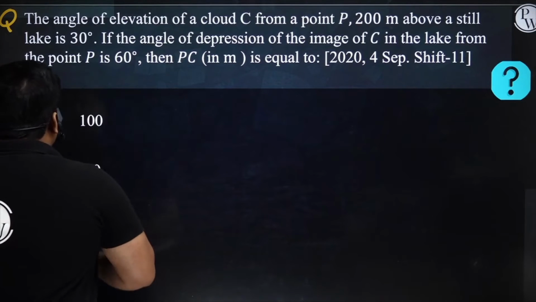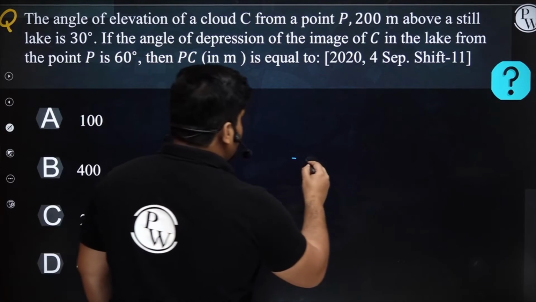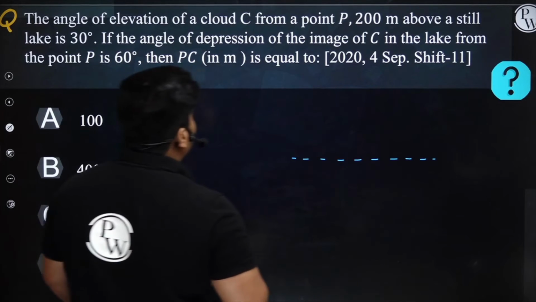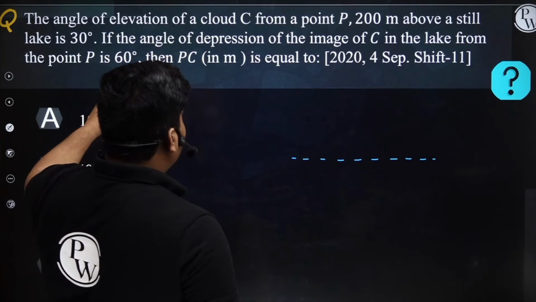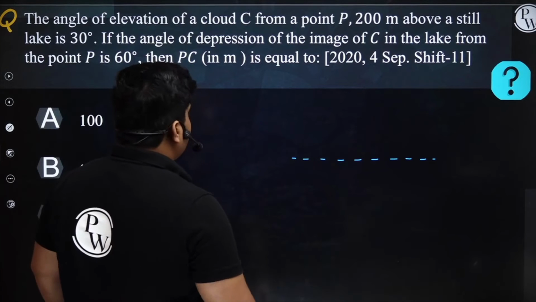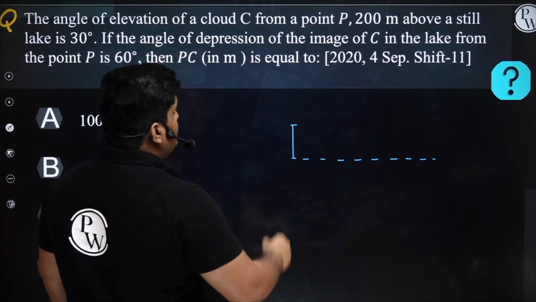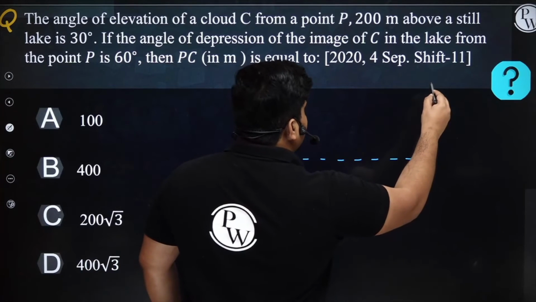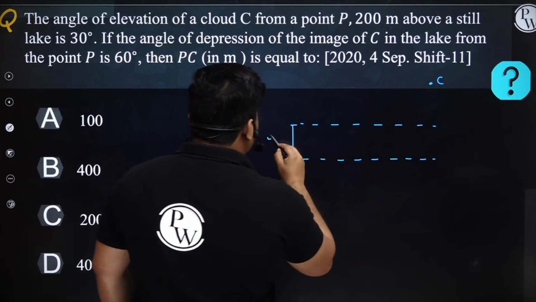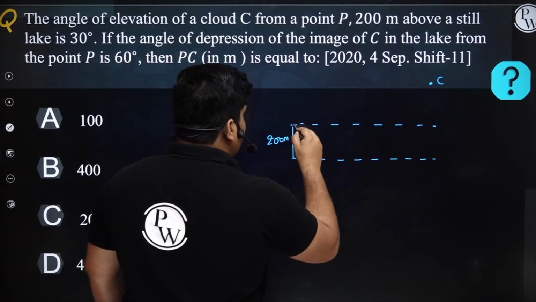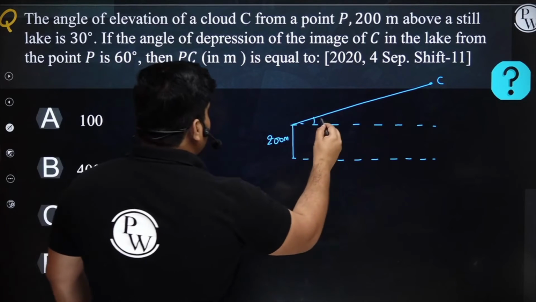Okay. So the angle of elevation of a cloud C from a point P. Suppose this is base level. The angle of elevation of a cloud C from a point P 200 meter above a still lake is 30 degree. So this is point P, which is 200 meter above, and this is cloud C, right? And this is 200 meter above. And this angle of elevation is given, how much? Is 30 degree.